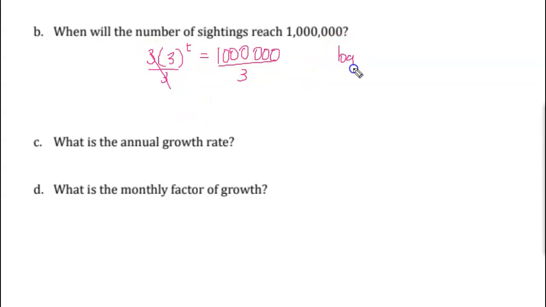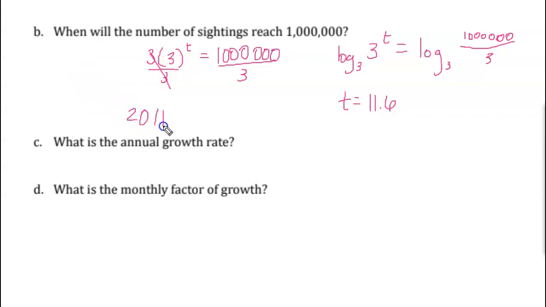And then if I do log base 3 of 3 to the t is equal to log base 3 of 1 million over 3, we will actually find that the number of years before we would expect to have 1 million sightings is approximately 11.6 years. So if that's the years since 2000, we would expect sometime in the year 2011 to actually have 1 million sightings.